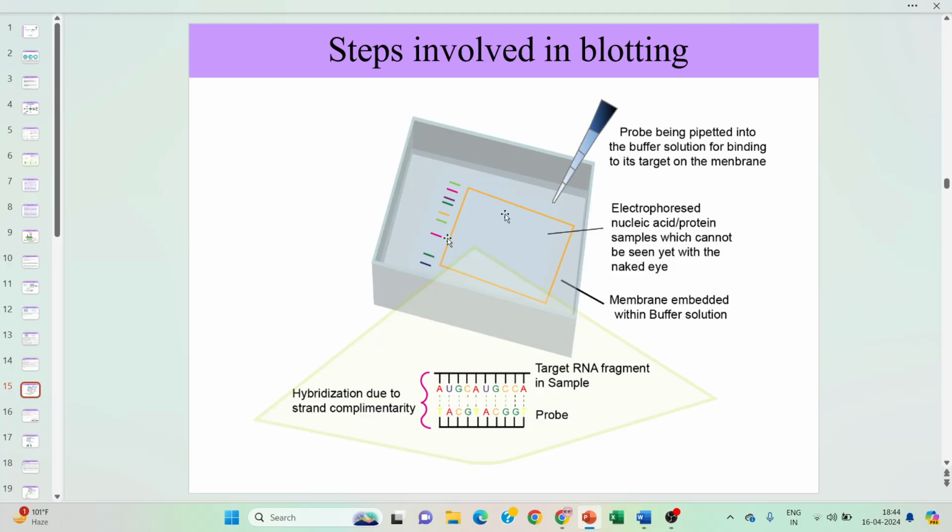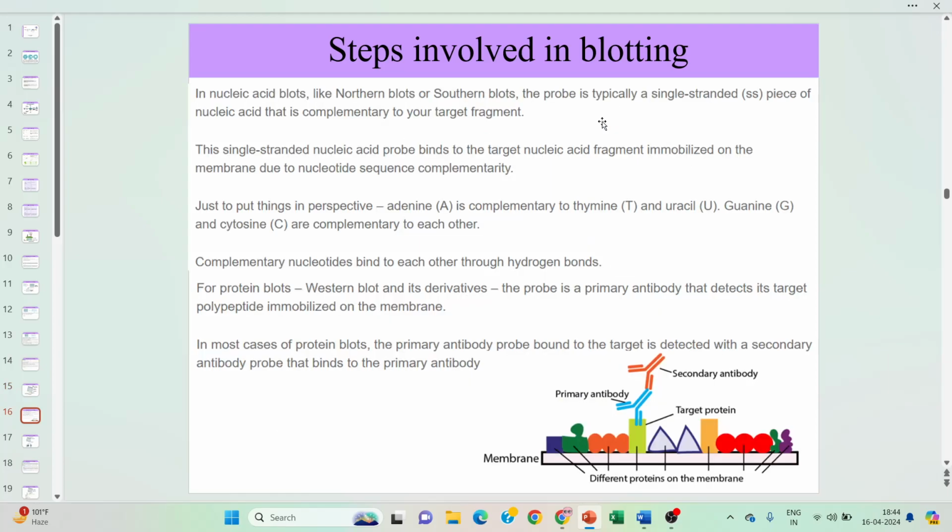Then comes the process of probing. Probing is done by hybridization. The probe is basically labeled. The probe is exactly complementary to the sample of interest, and the probe is pipetted onto the buffer solution for binding to its target. So this is how you give the probe, you're just applying it using a pipette. Then the electrophoresed nucleic acid or protein samples, which cannot be seen with the naked eye, are on the membrane embedded within buffer solution. Then we have the next task.